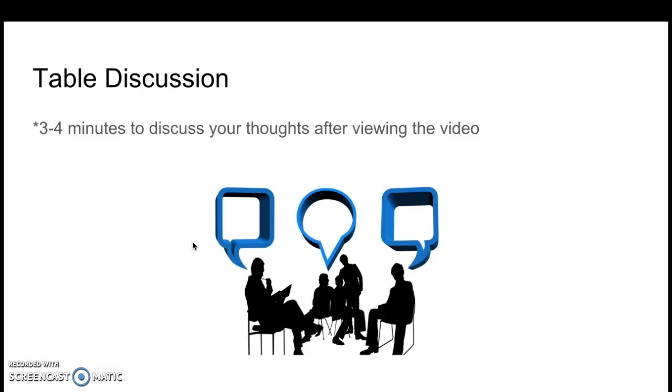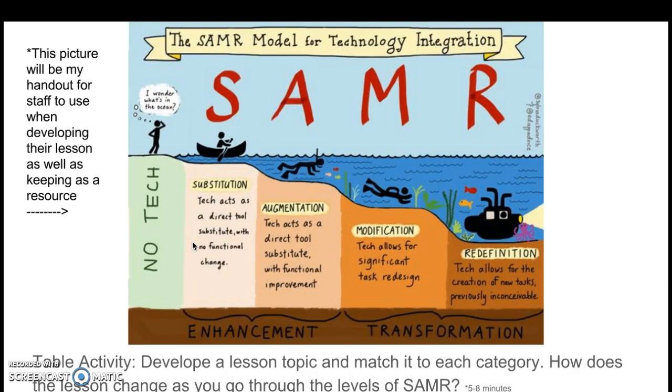All right, those were all very interesting comments. Next, this handout is in front of you. With your table group, I want you to develop a lesson topic. So this could be animal hibernation or movement break. And I want you to match that lesson topic with each category. How does the lesson change as you go through the different levels of SAMR? We'll return together as a whole group in about 5 to 8 minutes.